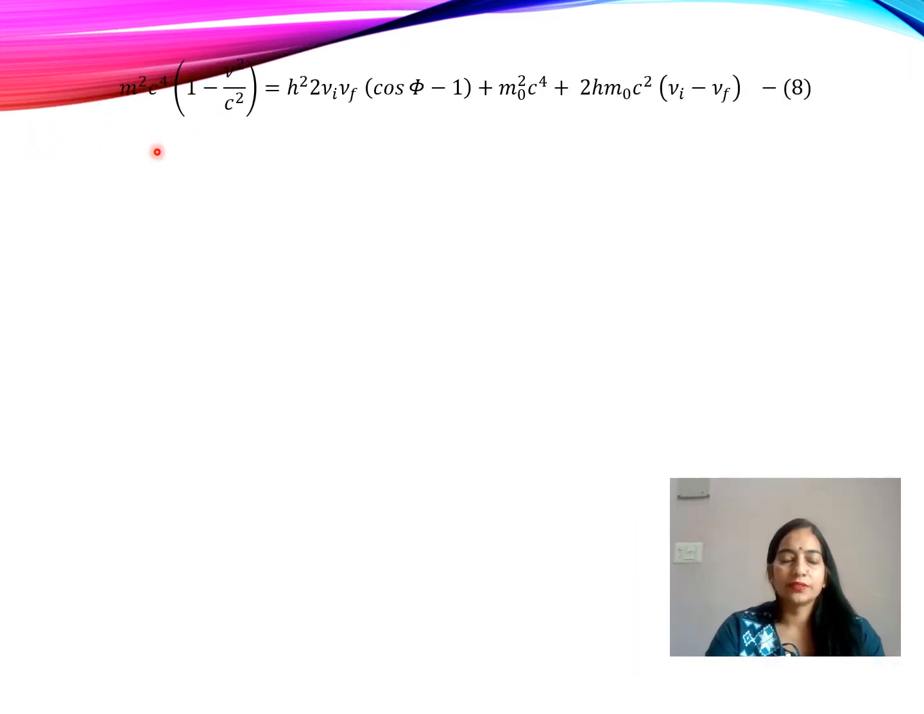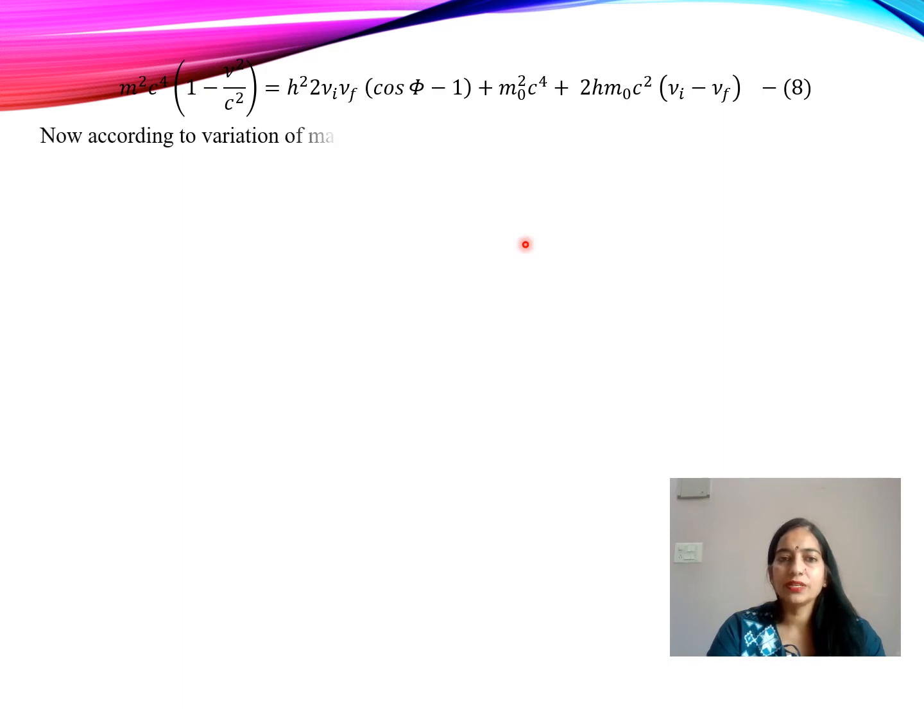Now 4 is common on the left side. So the remaining term is 1 minus v square upon c square, h nu square times 2 nu_i nu_f (cos phi minus 1), plus m naught square c to the power 4, plus 2h m naught c square (nu_i minus nu_f).